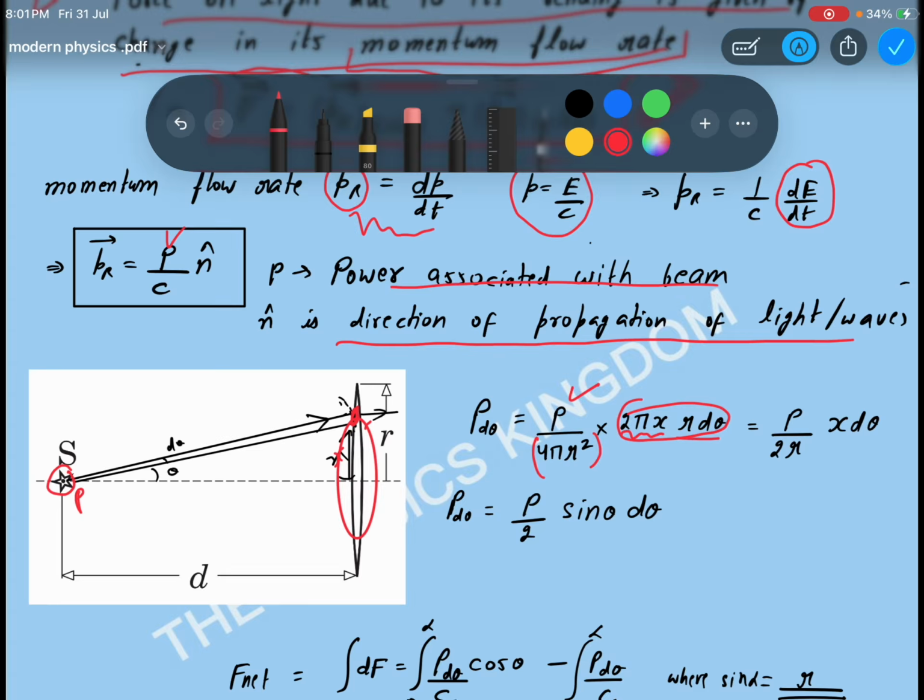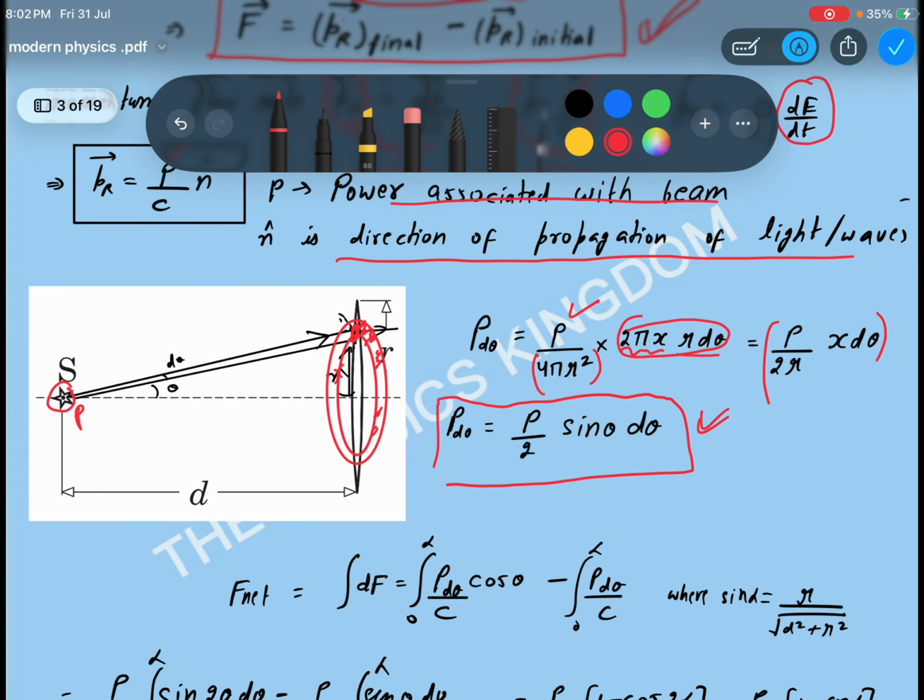So this is the power associated with a small elemental ring. Here the power striking, that I am writing. It means the linear momentum associated with it. x by r, you can say, is sine theta, right? So the power associated with it you can write like this: P by 2 sine theta d theta. In this region only, this much energy is striking per second.